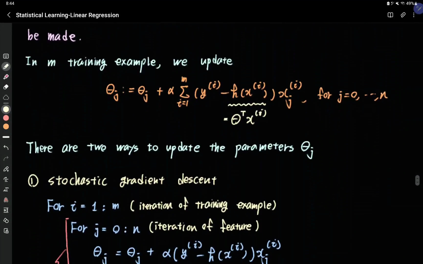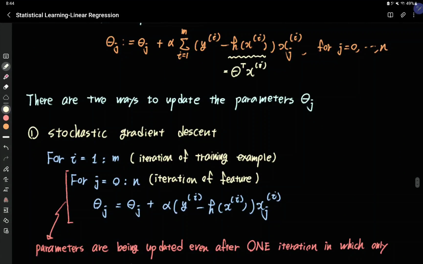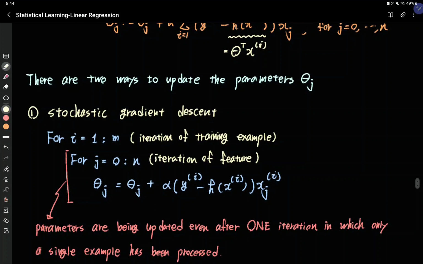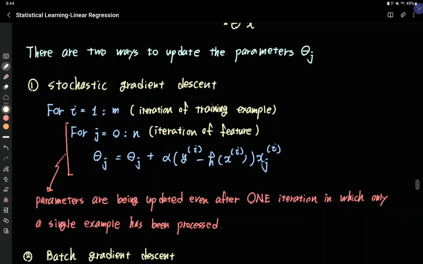Okay, all right. So there are two ways to update the parameter theta j. It means that there are several ways to apply the gradient descent method. The first one is SGD, which stands for stochastic gradient descent. So for i goes 1 through m, that means i is an iteration over the training examples, and then for j goes 0 to n is the iteration over the features.